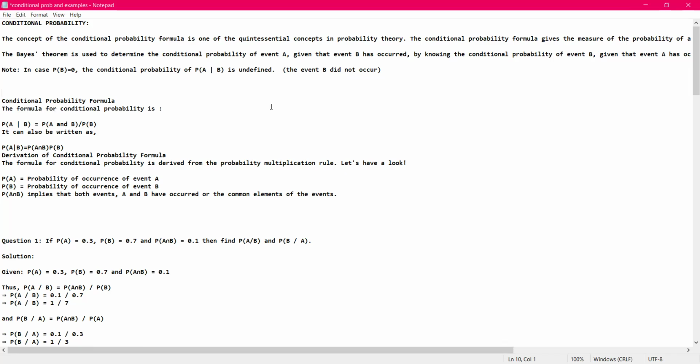So next one, P of A intersection B. What does P of A intersection B imply? It implies that both events A and B have occurred, the common elements of the events. P of A intersection B means common elements of the events, or we can also say that A and B have occurred. So that is what it is saying. So now we will see the examples.